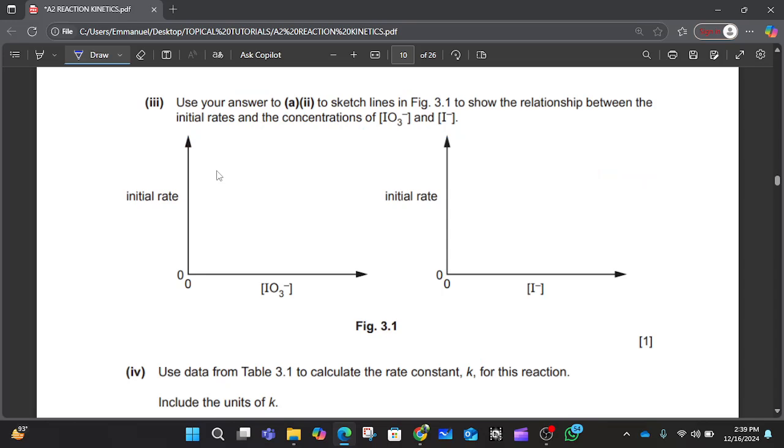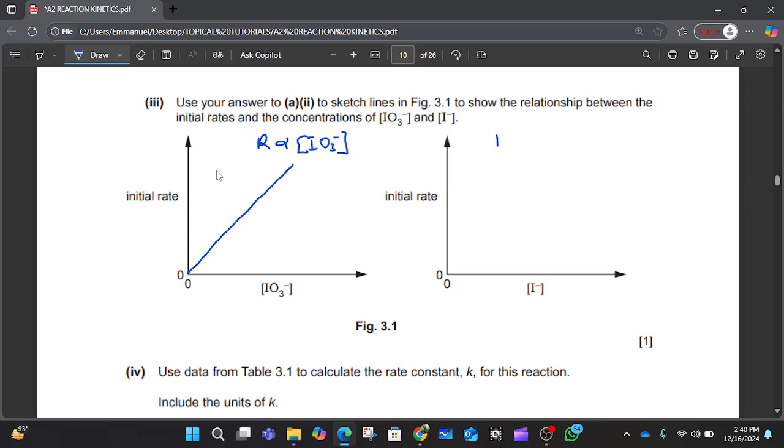Part iii: Use your answer to part ii to sketch lines in figure 3.1 to show the relationship between the initial rate and the concentrations of IO3 minus and I minus. From the rate equation, we saw that the rate is directly proportional to the concentration of IO3 minus. It means that when the concentration of IO3 minus is increasing, the rate will also increase proportionally. So the relationship is going to be a straight line.